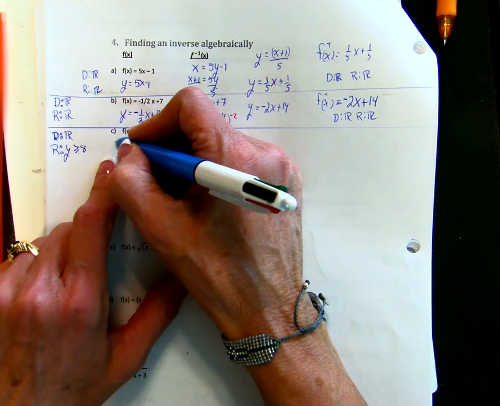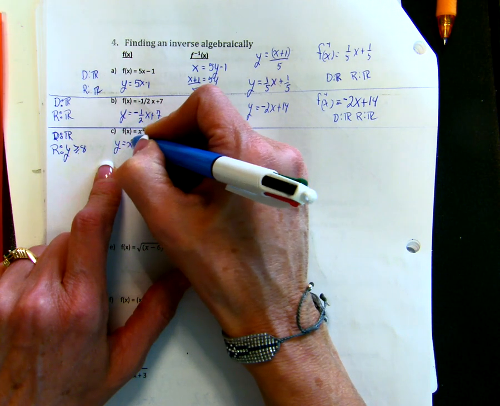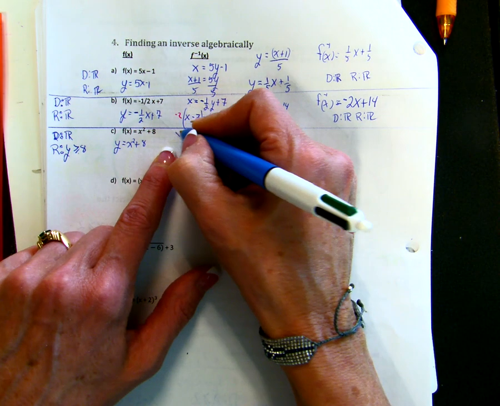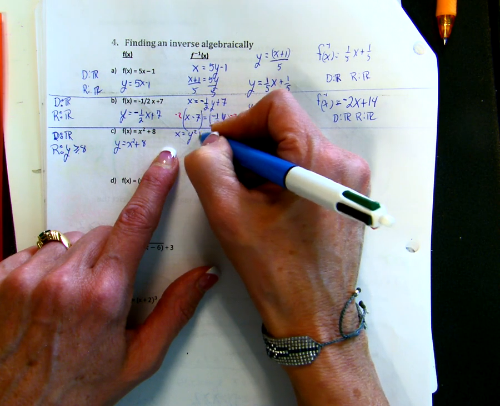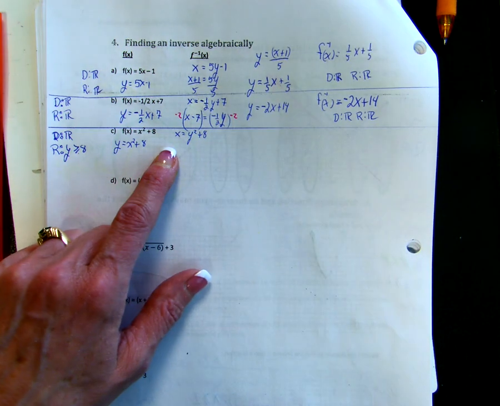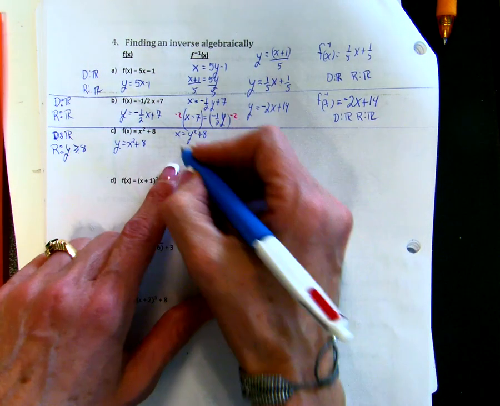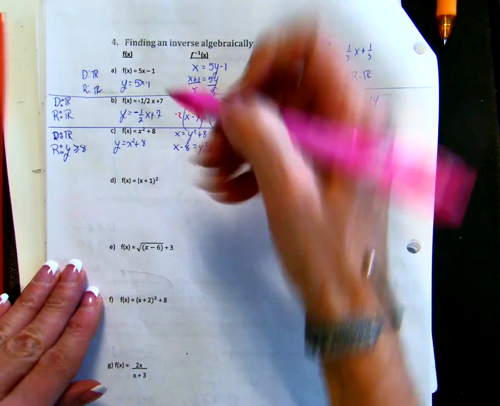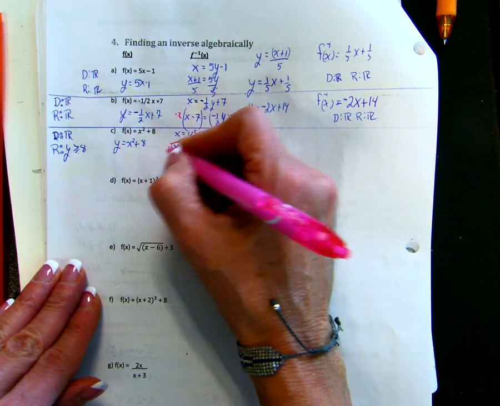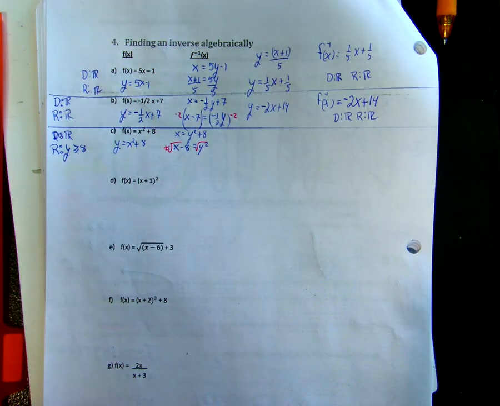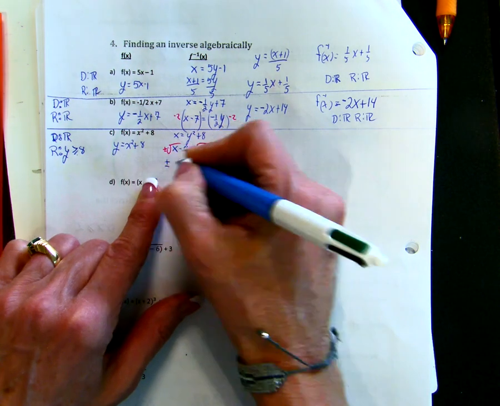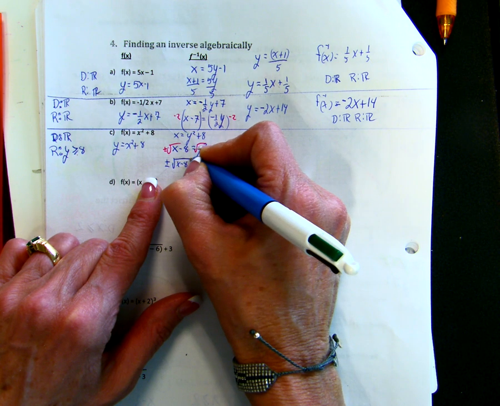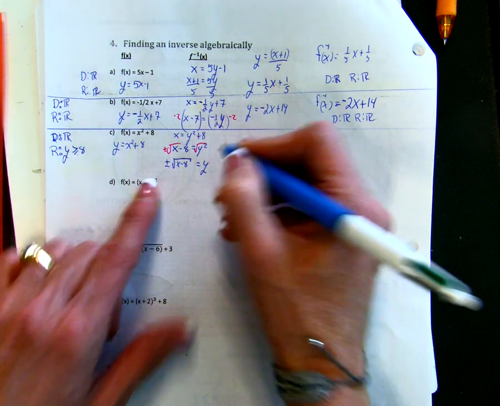So here's my original function, y equals x squared plus 8. Here's the inverse, x equals y squared plus 8. Let's isolate the square and then take the square root of both sides. And remember, it's plus or minus. So I get plus or minus the square root of x minus 8, with x minus 8 underneath the root, is equal to y.